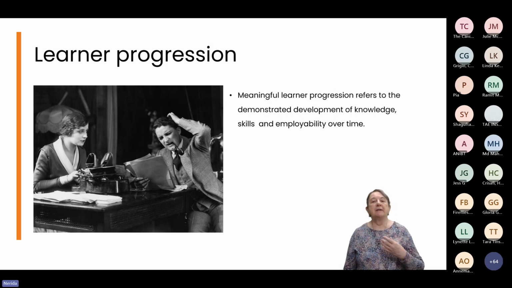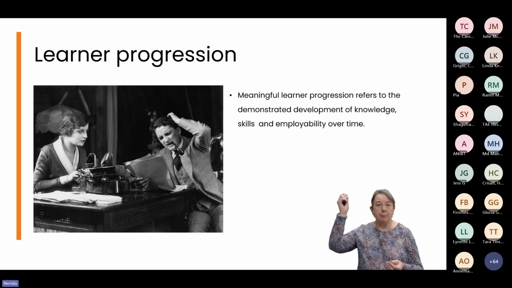Progression can show up in small ways. A learner starts to speak up more. They improve their time management, or they finally master that tool they were scared of in week one. These little wins matter. So have a think about what's something you've seen a learner do that says, oh, they've had that light bulb moment. Yep, they're getting it.